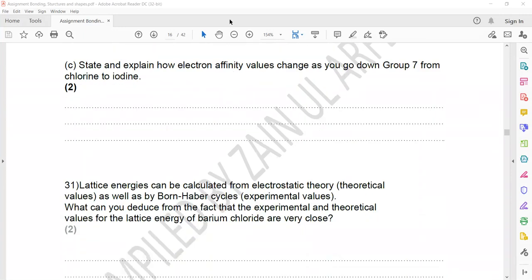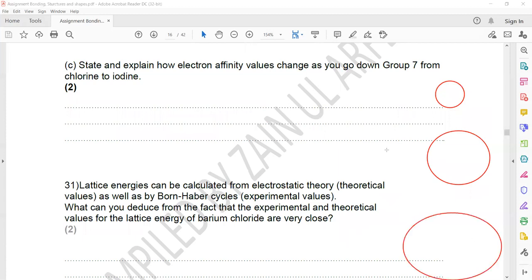Then state and explain how electron affinity value changes as we go down from chlorine to iodine. Electron affinity means when an electron is added to a neutral gaseous atom. So when we go down from chlorine to iodine, the size increases, first chlorine, bromine, and iodine. When they gain an electron, they release energy. So you have to state the trend in this electron affinity as we go down the group.